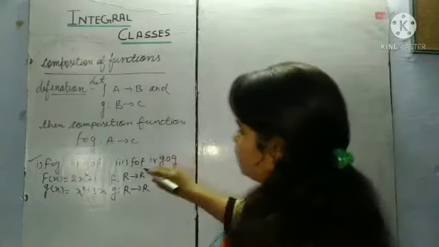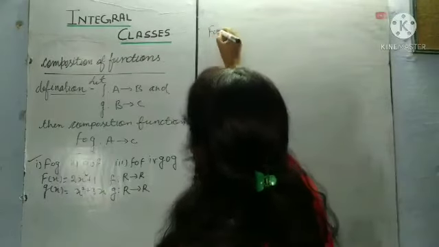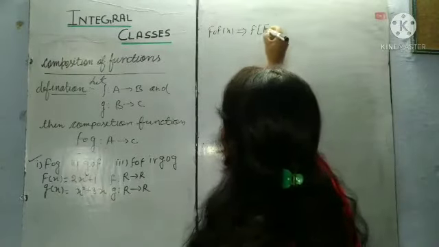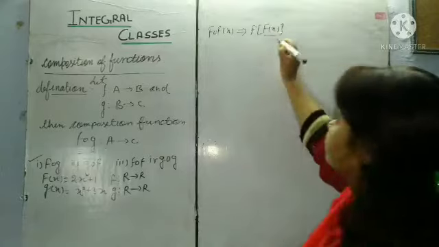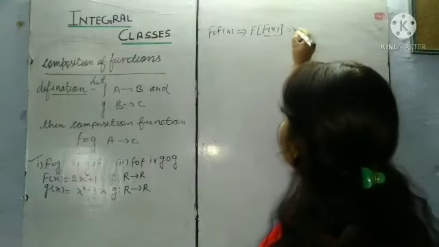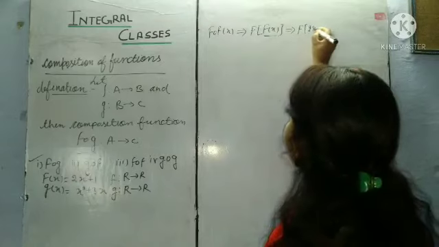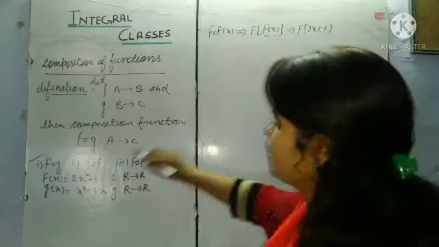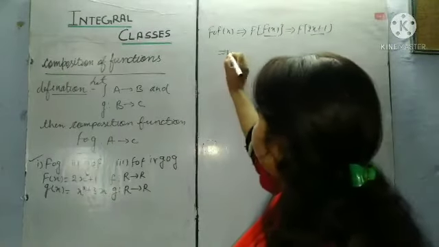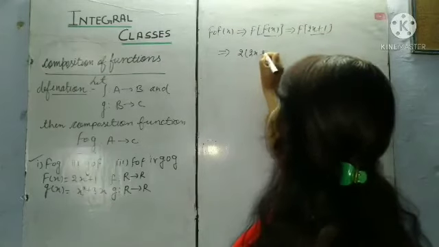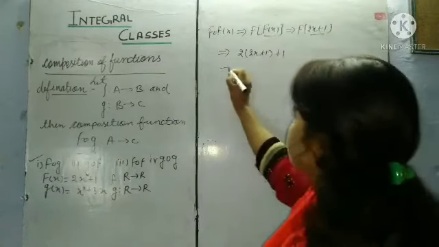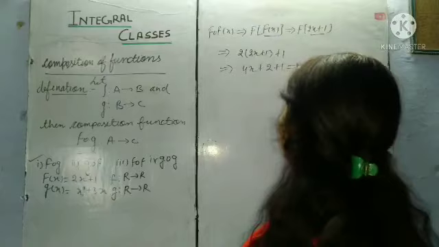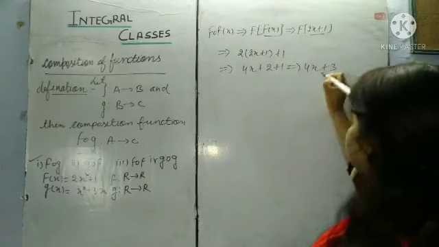Now we will solve the third, fof(x). So we write f(f(x)). Now we put the value of f(x), 2x + 1. So 2x + 1. Now again in f we replace x by 2x + 1. Then we get 2(2x + 1) + 1. So it becomes 4x + 2 + 1, which implies 4x + 3.